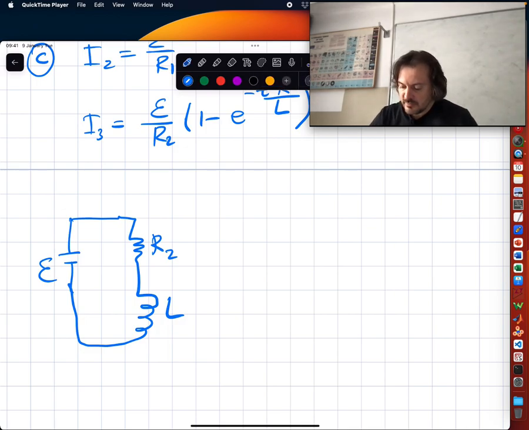Although the current over here is I1 and the current over here is I3, there is no internal resistance, so the current I1 doesn't play a role. Does it make sense? Yes?